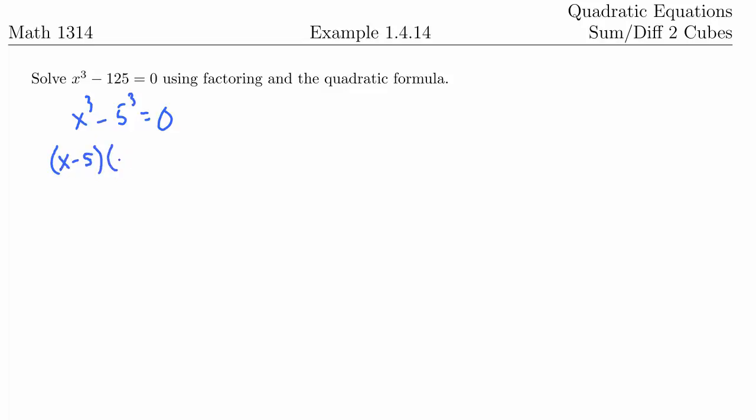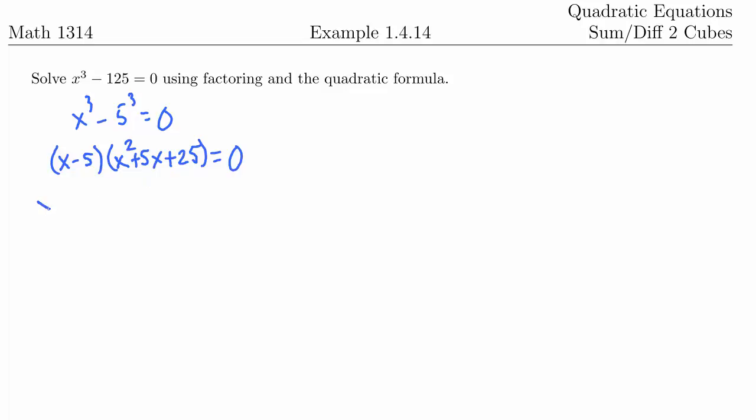Then I square the first term. I square the last term. That gives me a positive 25 because anything squared is positive. Multiply these two together, gives me negative 5x, but whenever I change the sign, gives me a positive 5x. Same sign, opposite sign, always positive.